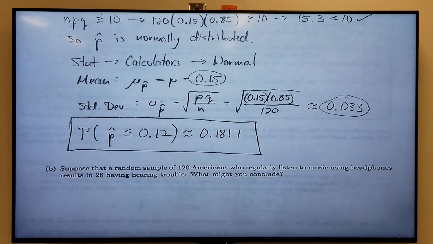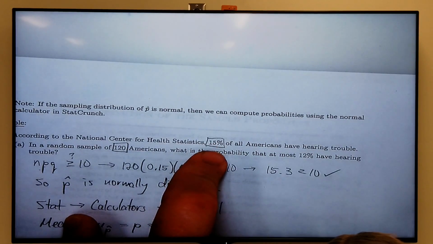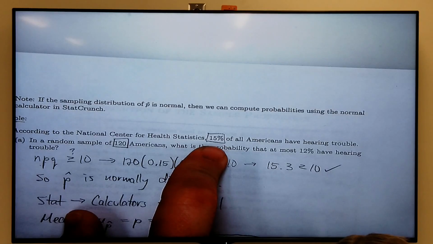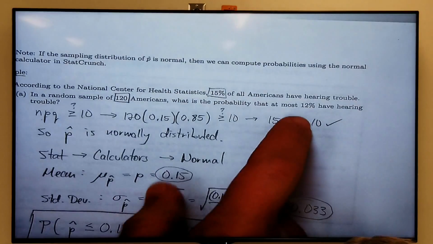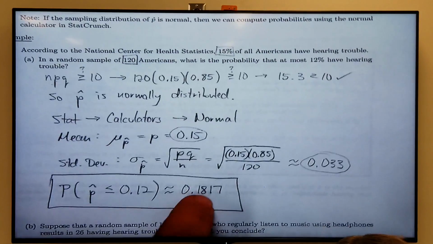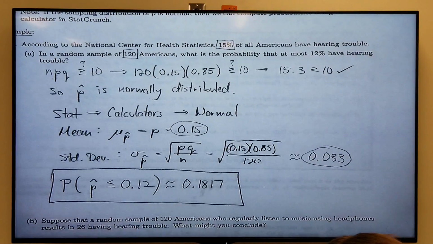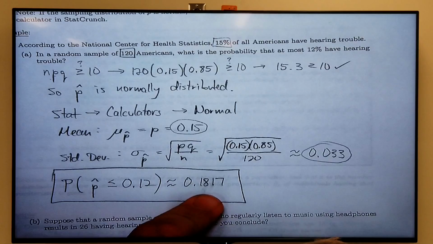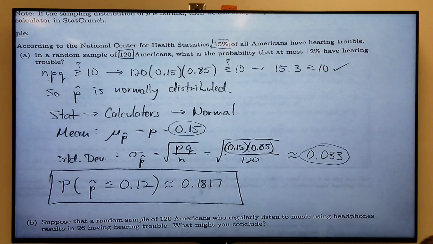So there you go, right? So if you know that 15% of the population has hearing trouble, then the probability that you would get a sample where only 12% of people have hearing trouble is 18%. It's a little more than 18%, right? So there's a little more than an 18% chance that you would get a sample with such a small proportion of people having hearing trouble. Okay, that's a small-ish probability. It's not terribly small. We wouldn't call it unusual, that's for sure. Okay, so that's that one.